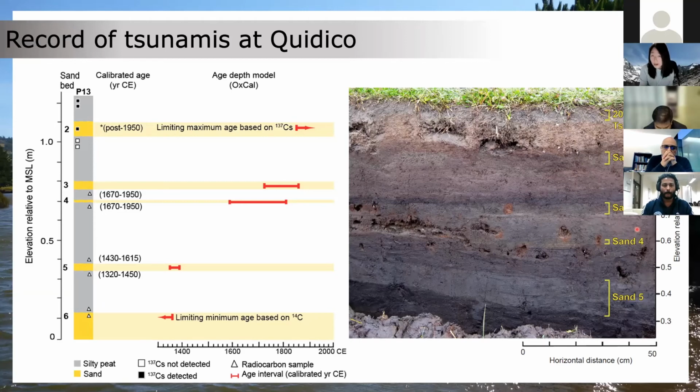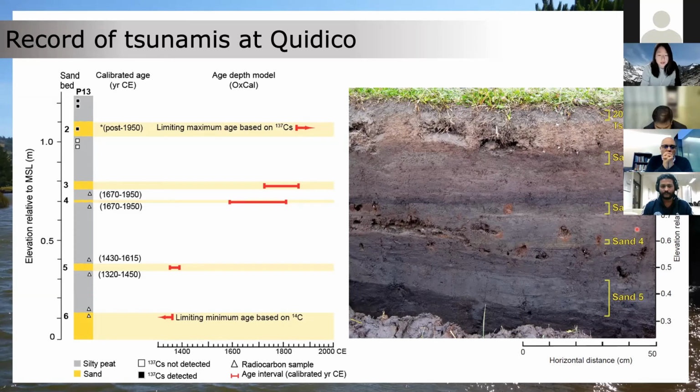Next, the triangles in the stratigraphic columns show where plant macrofossils were selected for radiocarbon dating. The plant macrofossil material was then sent off for AMS radiocarbon dating and subsequently calibrated. And then these ages were put into OxCal to estimate the timing of tsunami deposition.